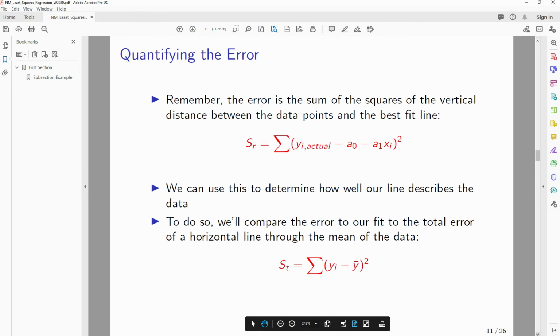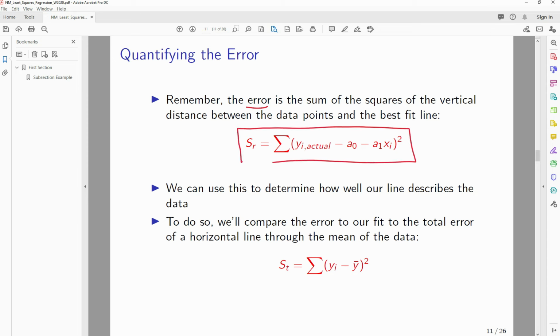Well, anytime we have a numerical method, we want to analyze the error, how good it is, or how bad it is. And so we can use that same equation, the sum of squares of the residuals, to figure out if this is a good model or not. Effectively, it helps us determine how well our line describes the data. Now to do so, we're going to compare the error of our fit to the total error of a horizontal line through the mean of the data. So ST, we should think of total error, and SR, we should think of regression error.